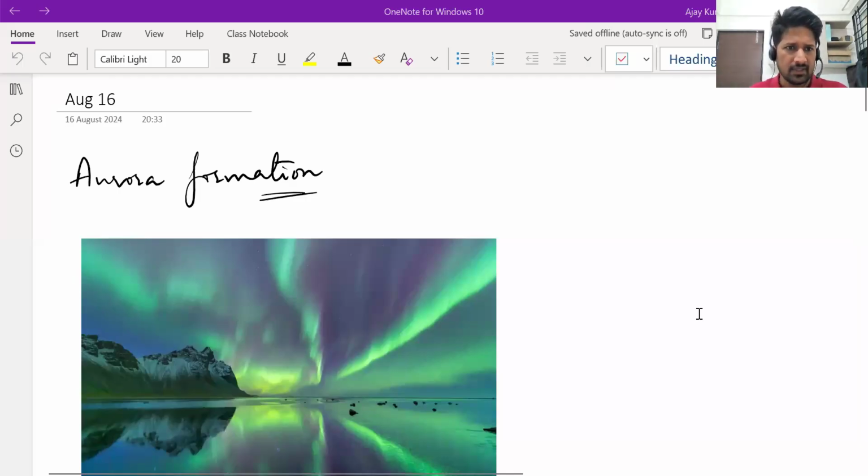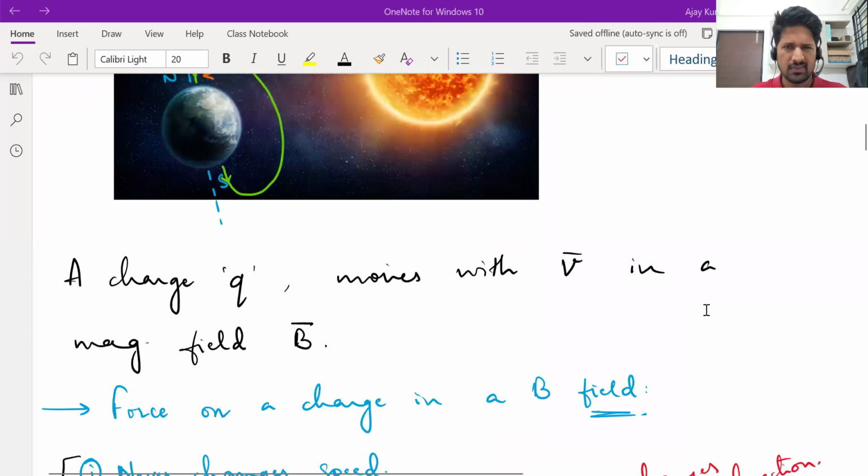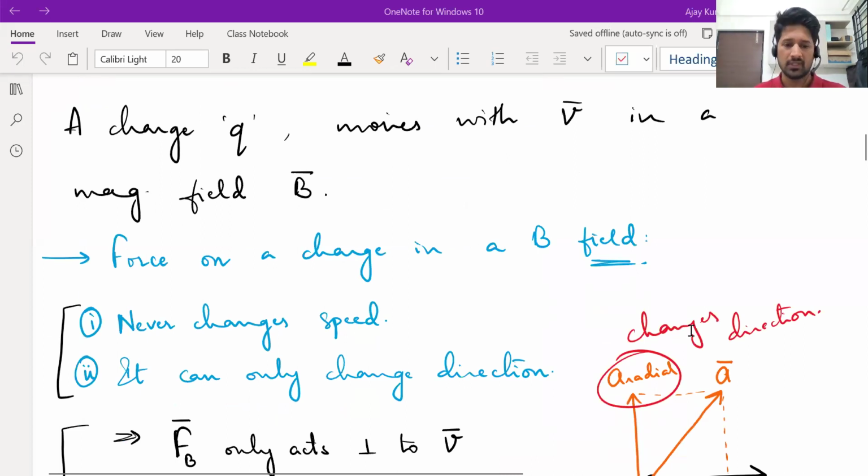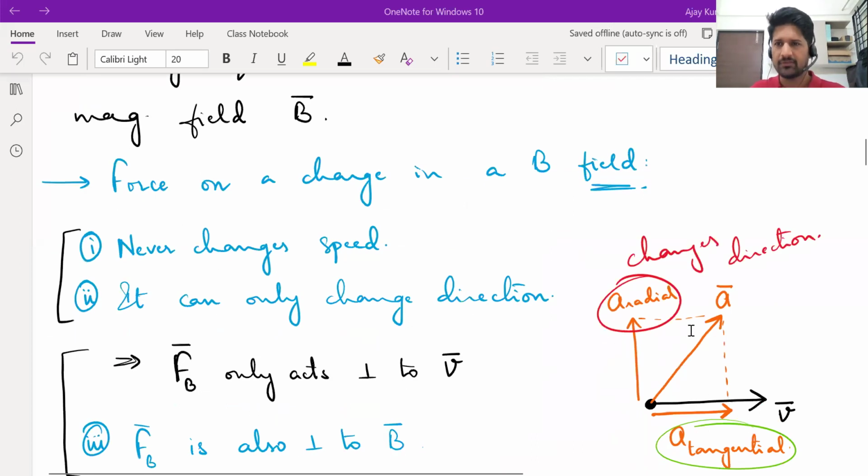So last class we had discussed a little bit about Earth's magnetic field. Then we started talking about what happens to a charge when it moves in a magnetic field, the force it experiences and the effect of that force. We just started discussing the effect of that force.